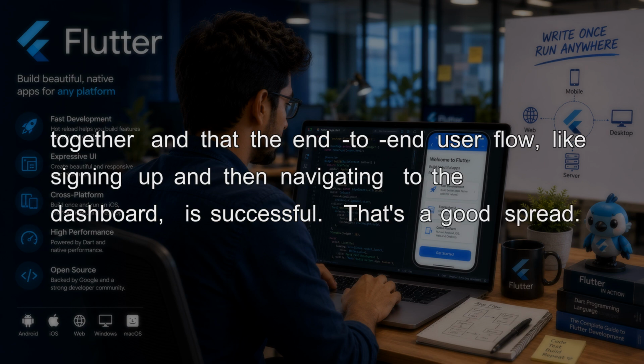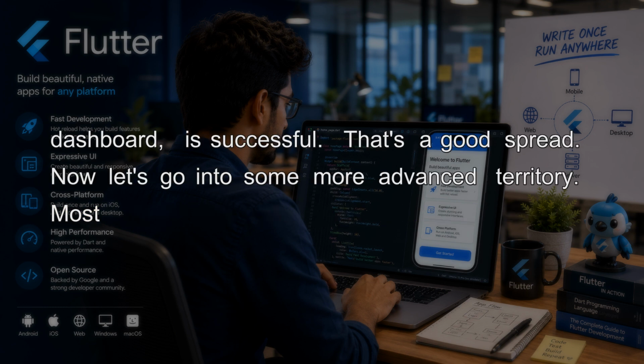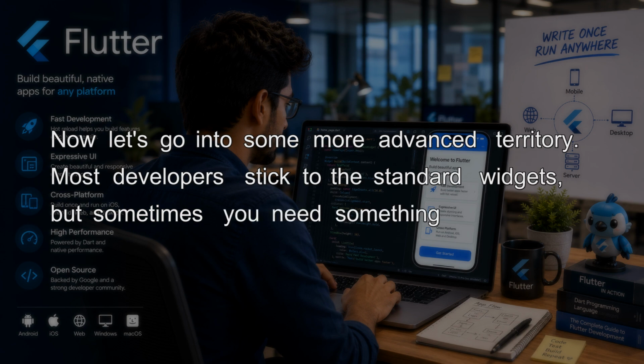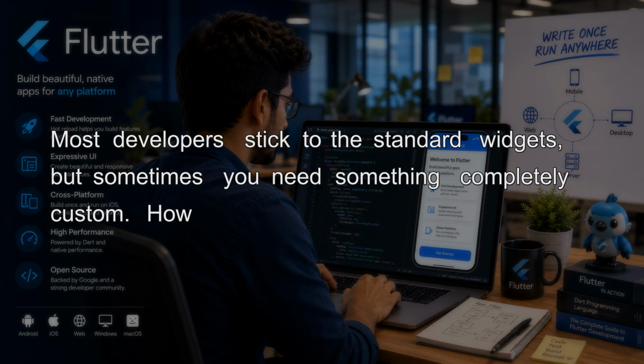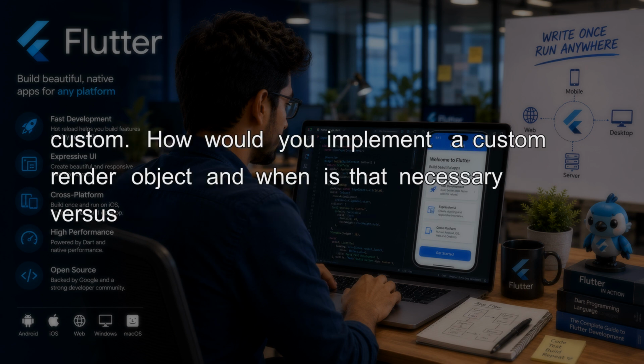That's a good spread. Now let's go into some more advanced territory. Most developers stick to the standard widgets, but sometimes you need something completely custom. How would you implement a custom render object, and when is that necessary versus just using custom paint?